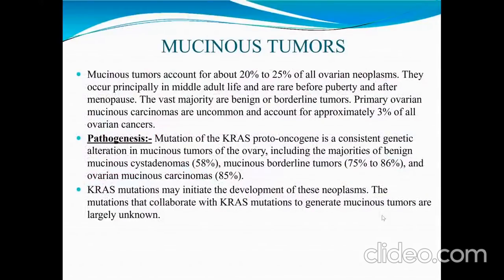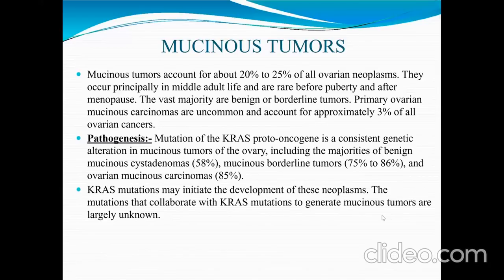Next up is mucinous tumors. The mucinous tumors account for 20 to 25% of all ovarian neoplasms. They occur principally in middle adult life and are rare before puberty and after menopause. The vast majority are benign or borderline tumors. Primary ovarian mucinous carcinomas are uncommon and account for approximately 3% of all ovarian cancers.